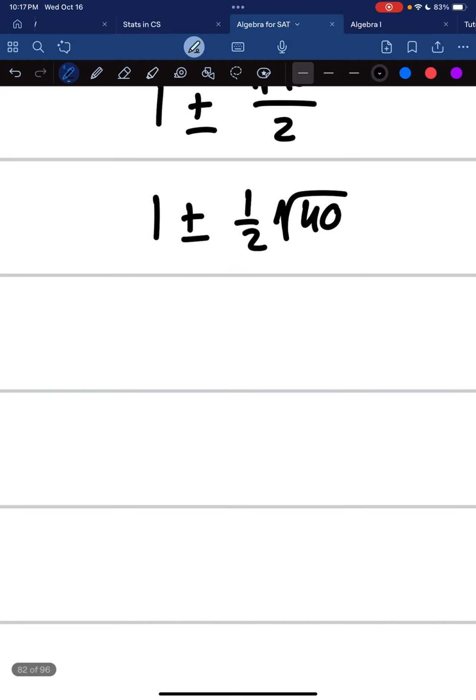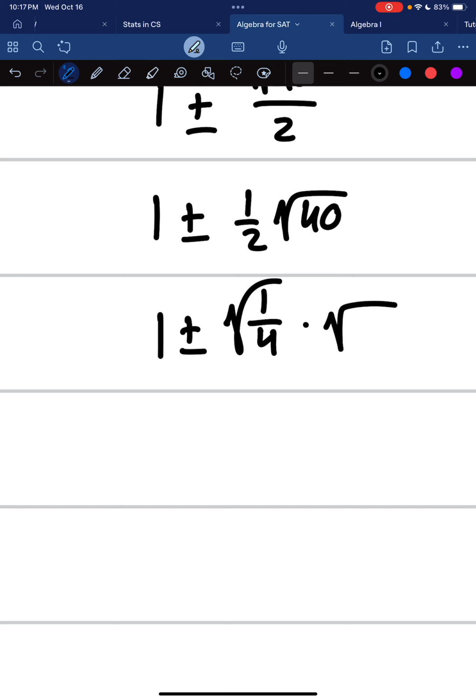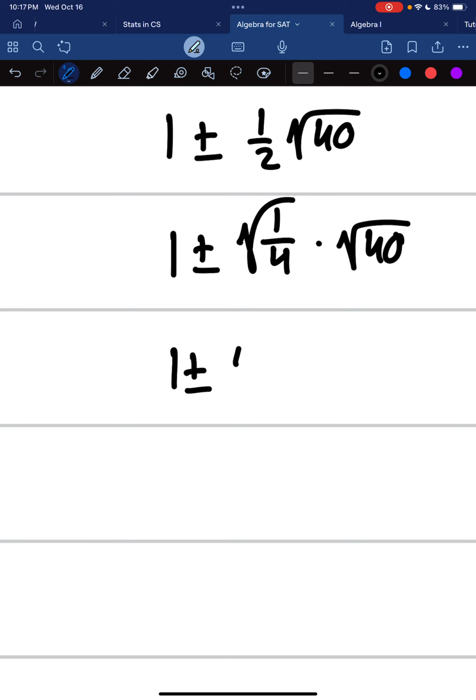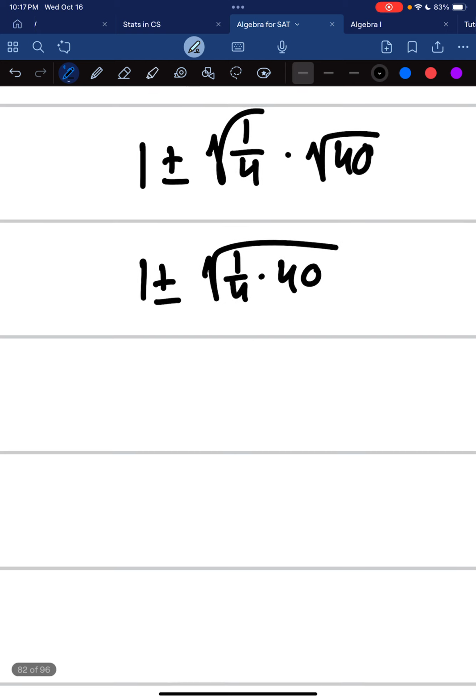And now one thing I can do is, instead of writing 1 over 2 like this, I can write this as square root 1/4, because square root of 1/4 is 1/2, right? So I'm allowed to do that. So square root 1/4 times square root 40, and you're actually allowed to combine square roots if they're multiplying by each other. So this is going to become 1 plus or minus the square root of 1/4 times 40.